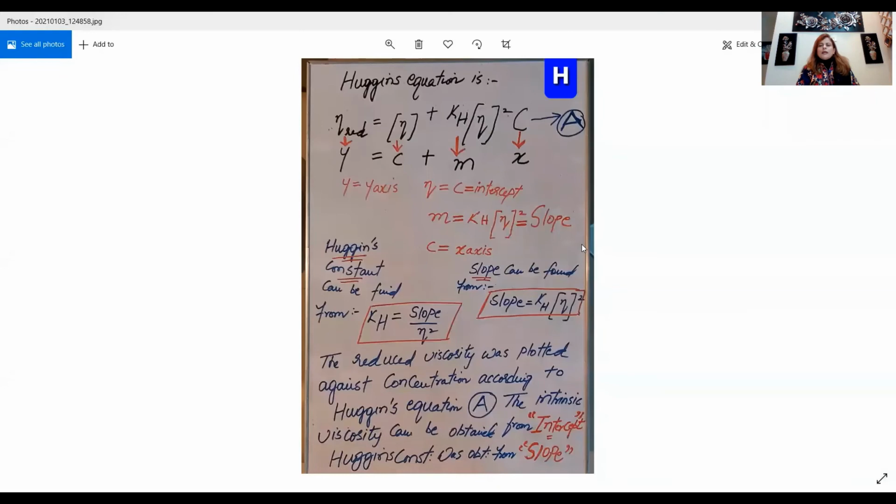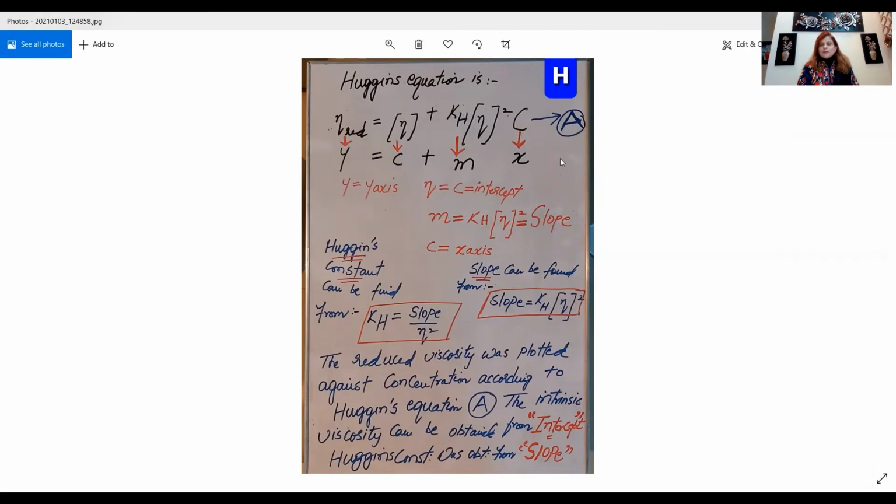Okay, so Huggins equation is eta reduced equals eta plus kH eta squared c. This is equation A. As I've just mentioned, this is y. Y is eta reduced, whereas this eta is the intercept, right? And this m, kH eta squared, is your slope, and c is your concentration, which is on the x-axis.